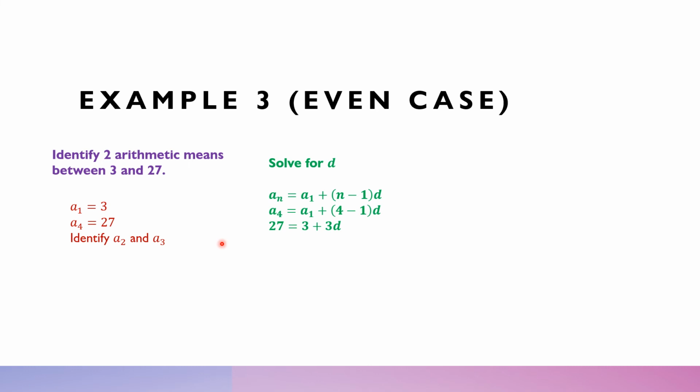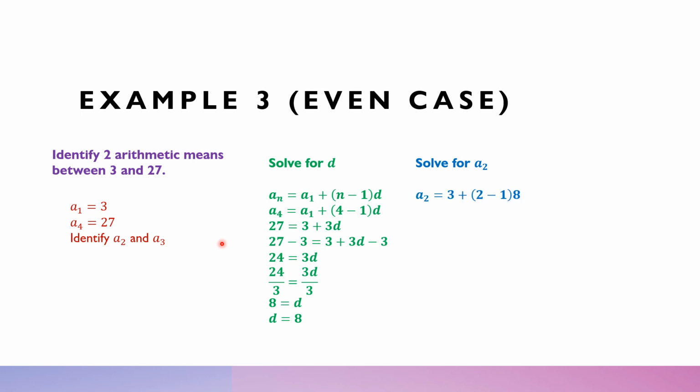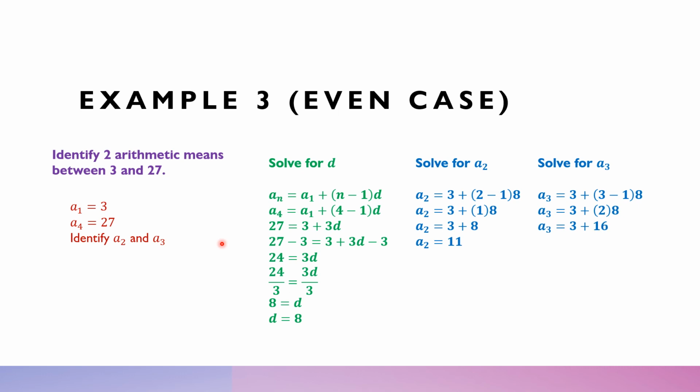Now, solving for d using the algebraic method, we subtract 3 from both sides. So we have 24 is equal to 3d. Then dividing both sides by 3, we have 8 is equal to d, or d is equal to 8. Because we now have our common difference, we can solve for a sub 2 and a sub 3. We have that a sub 2 is equal to 3 plus 2 minus 1 times 8. A sub 2 is equal to 3 plus 1 times 8, then 3 plus 8, and that would be 11. Then for a sub 3, we use the general term in the same way, and we get 19.